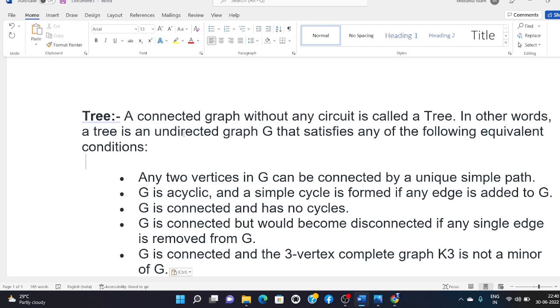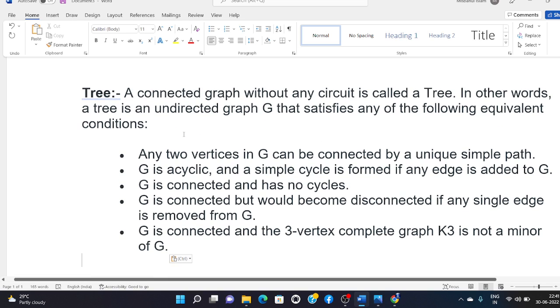Any two vertices in G have a unique simple path. G is acyclic, and a simple cycle is formed if any edge is added to G. G is connected and has no cycle. G is connected but would become disconnected if any single edge is removed from G. G is connected and the three-vertex complete graph K3 is not a minor of G. Okay, these are the conditions.